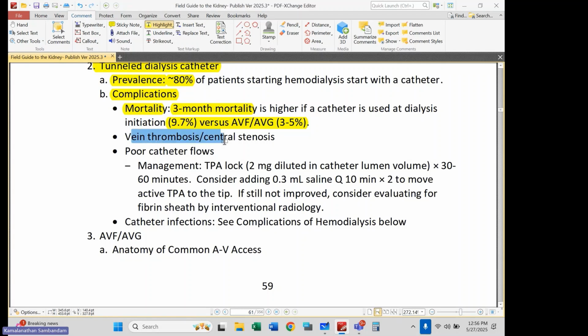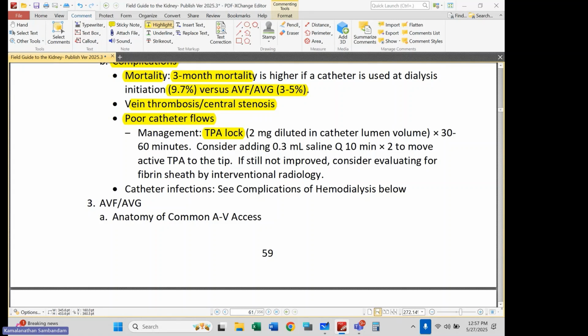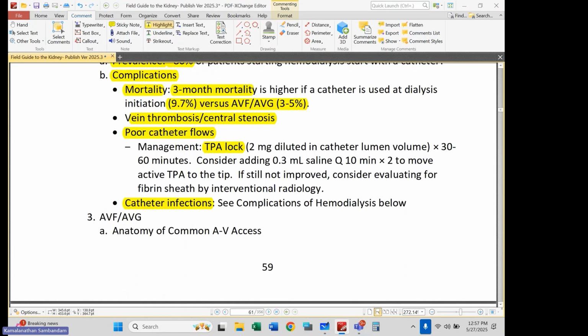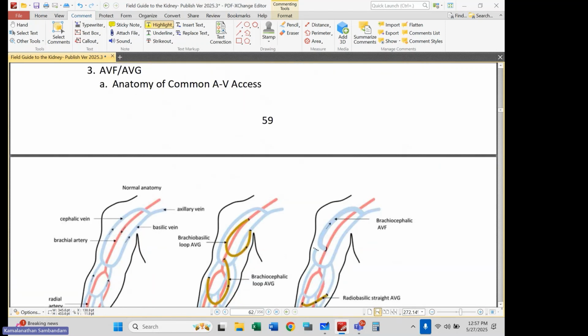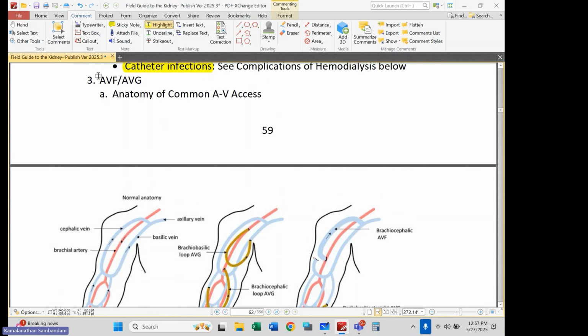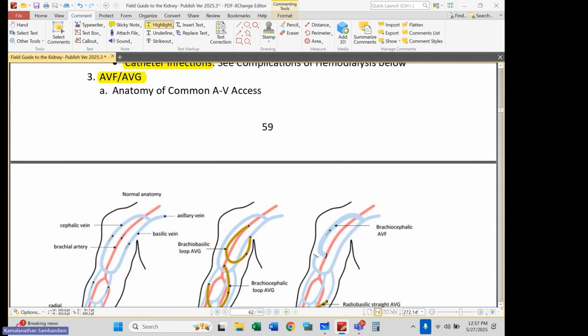Okay, they have the complication of stenosis and venous thrombosis. Poor catheter flows are an unfortunate common problem. You can use TPA to open them up. Here's just a quick solution if you want to. I'm sure you've all had experience with TPAing your lines, and then catheter infections are clearly another significant complication, which we'll talk about more in detail later.